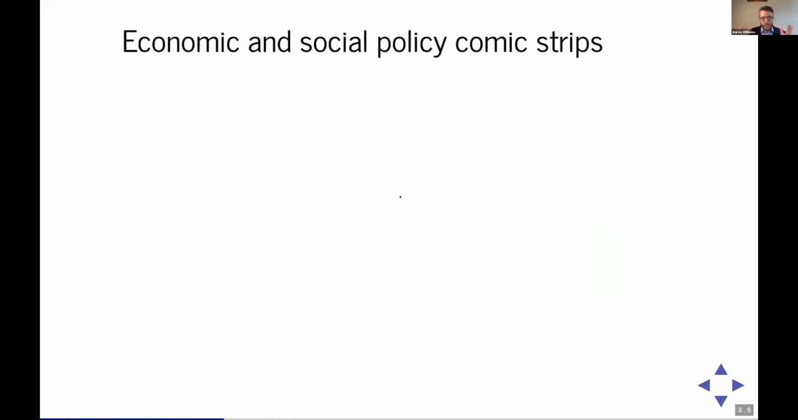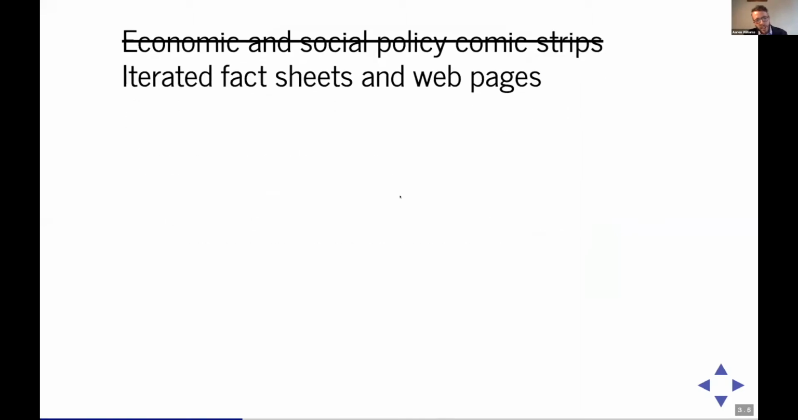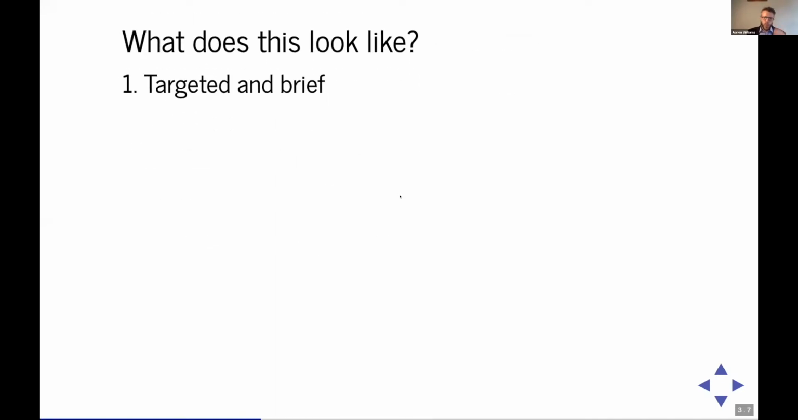So my original idea was, let's make economic and social policy comic strips, but that was quickly shot down by the decision makers. And so my second idea was we can make iterated fact sheets and web pages using R Markdown. So what does this look like?